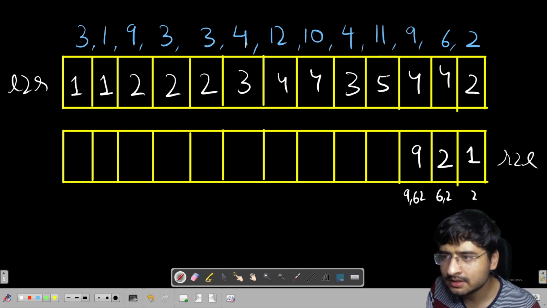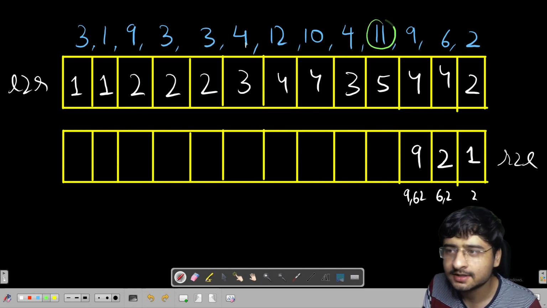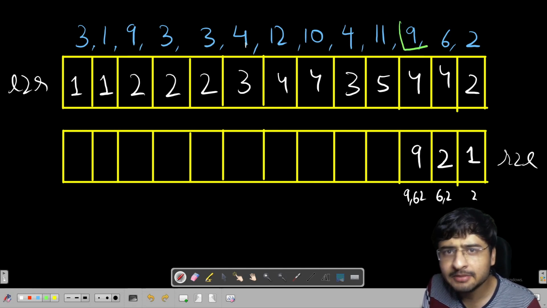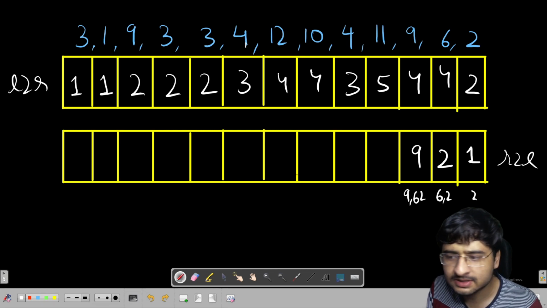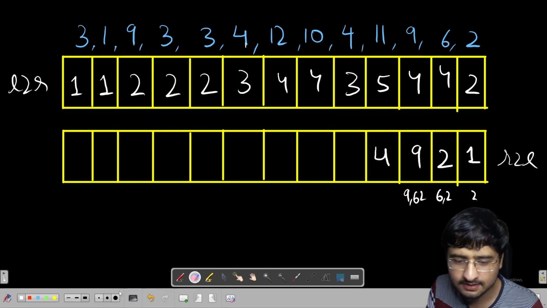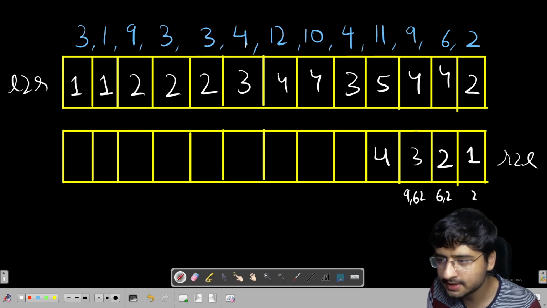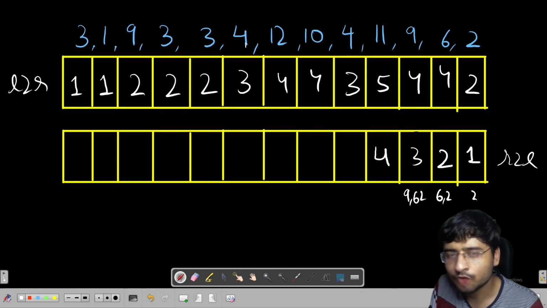Let's talk about this 11. 11 can stand behind 9 and it will be able to form a longest decreasing subsequence of length 4. Of course, I have to write 3 here. I don't know why I made this mistake. Here I'll simply write that 11 is standing behind 9. So 11, 9, 6, 2.